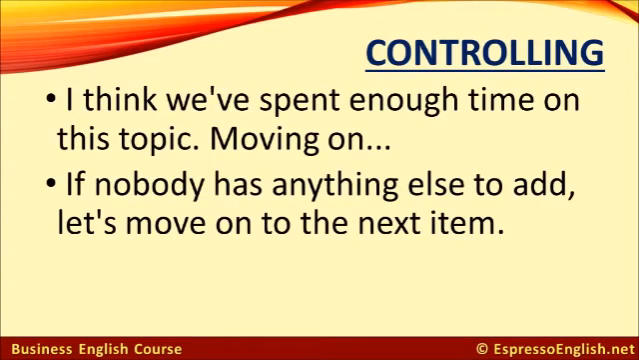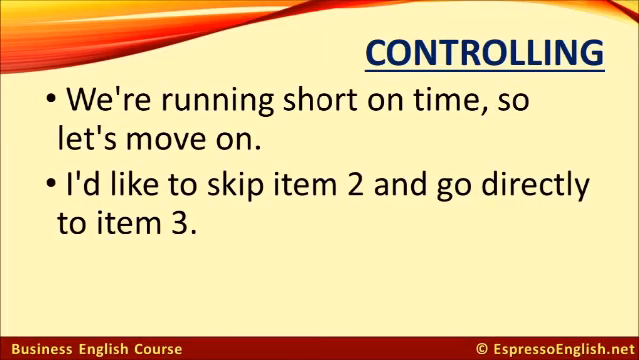Controlling the meeting. If you're controlling the meeting, you'll need these phrases to move the discussion to the next item on the agenda. I think we've spent enough time on this topic. Moving on. If nobody has anything else to add, let's move on to the next item. We're running short on time, so let's move on. I'd like to skip item 2 and go directly to item 3. This means you want to go from item 1 directly to item 3.